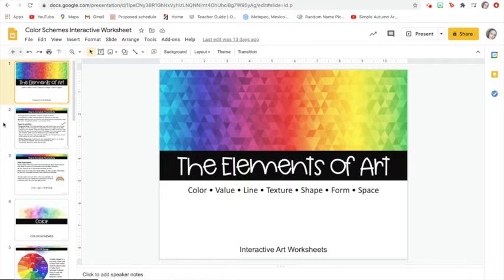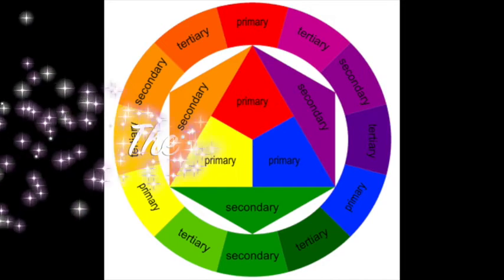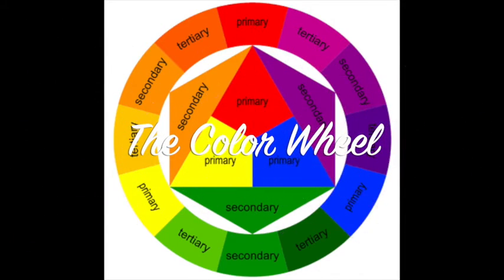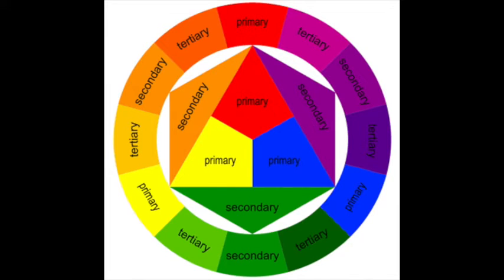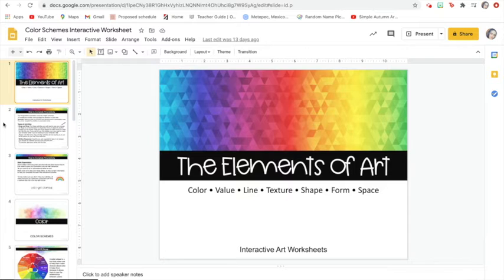So let's go ahead and look at what we're going to be working with today. Just a quick recap though. Last week we worked with color, specifically the color wheel, and we learned all about primary, secondary, and tertiary colors. Now these are very important for the element of art color because they are also the base of everything else that color involves. So today we're going to go ahead and look at color schemes.